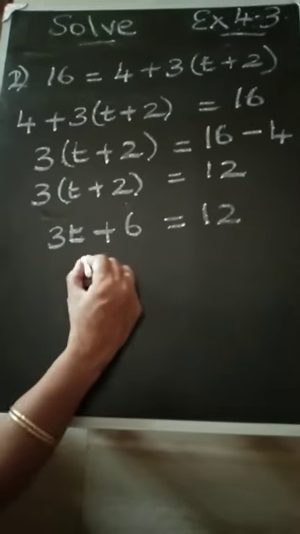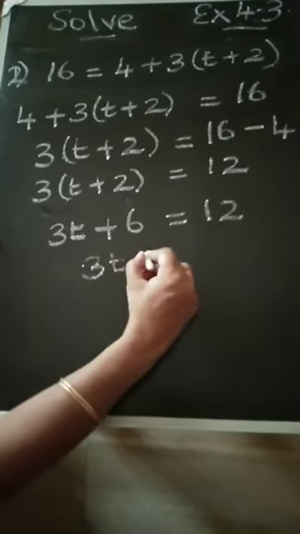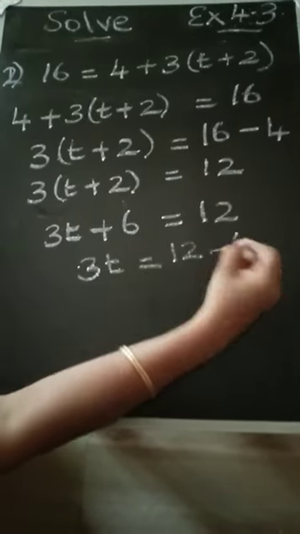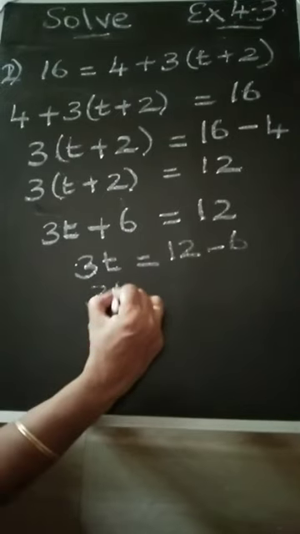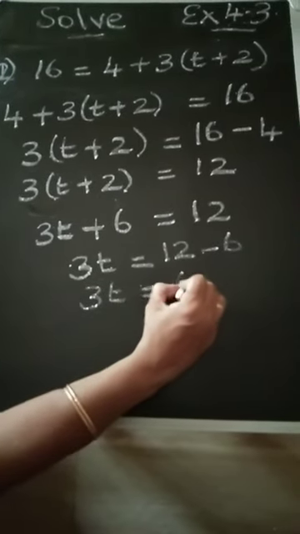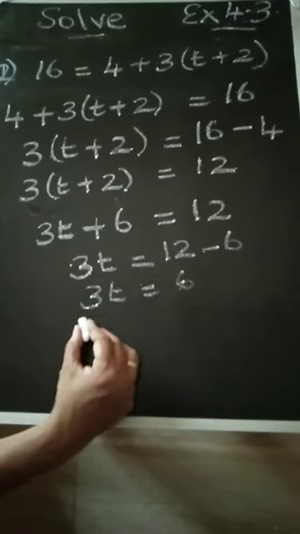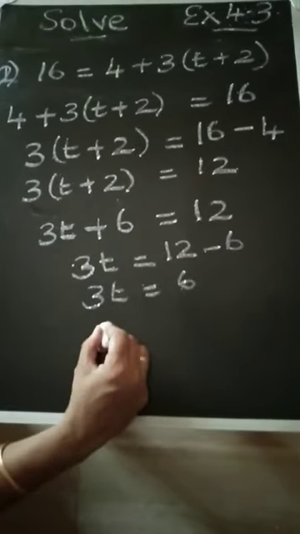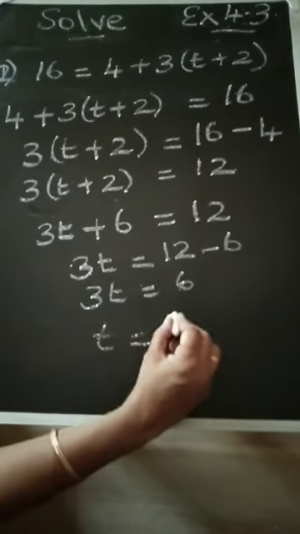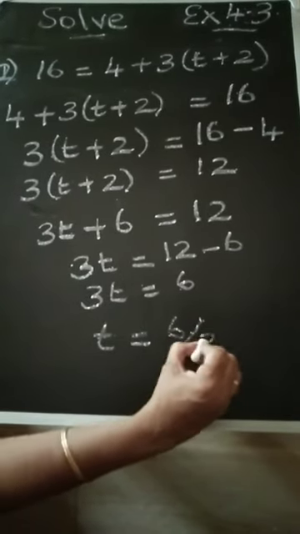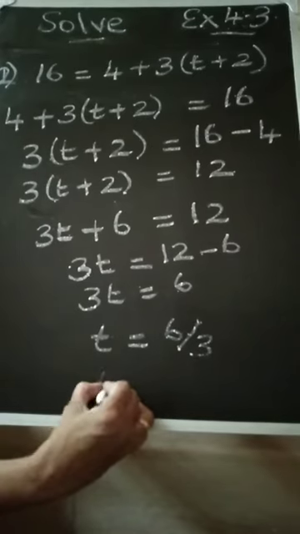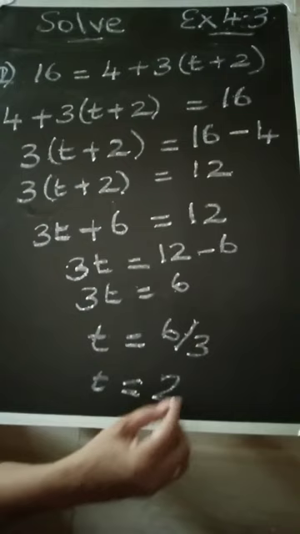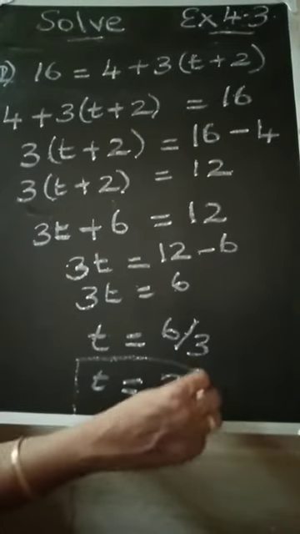Now 3t, have it as it is. Here you have plus 6. I am taking plus 6 to the other side, so it will become minus 6. So 3t is equal to 6. Now 3 you are multiplying. When it goes to the other side, you have to divide. So t is equal to 6 by 3. So t is equal to 2. This is my answer.